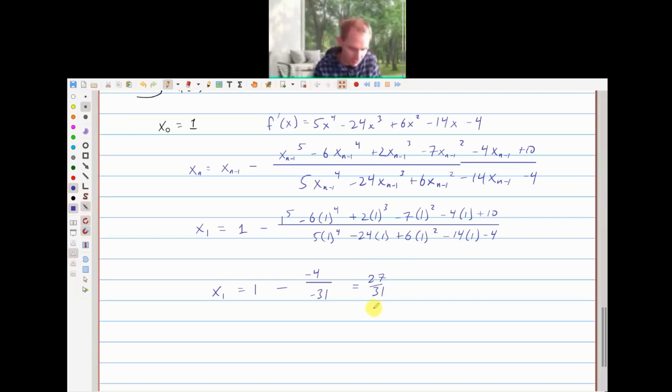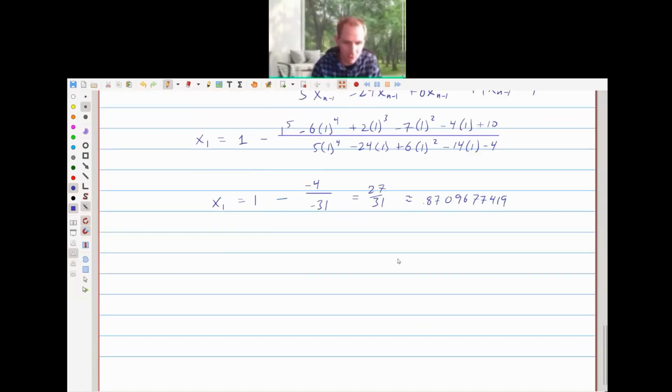I can leave that as a fraction, or if you want to, write it out as a decimal. In order to plug in with this fraction, this is going to get a little bit complicated, so I'm going to cheat a little bit and use my calculator.